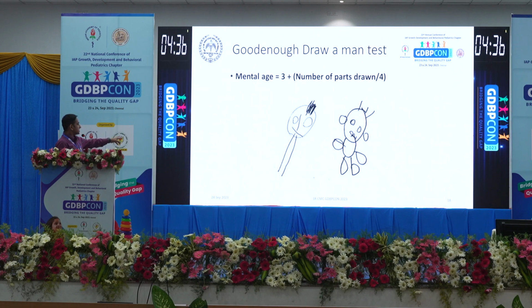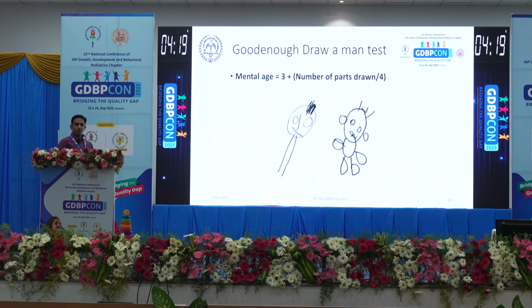If you see the first example, the child has drawn a head, eyes, nose, mouth, 2 legs and a hair. So 6 parts are represented. 6 by 4 is 1.5. So 3 plus 1.5 is 4.5. That child's mental age would roughly correspond to around 4.5 years of age.